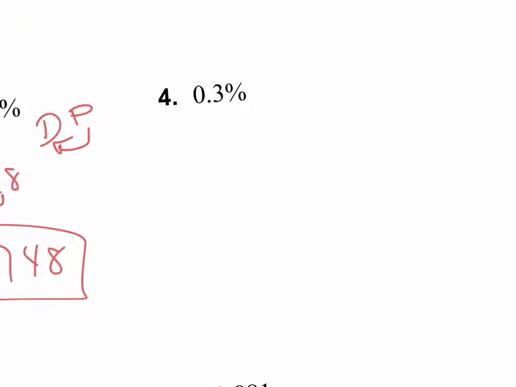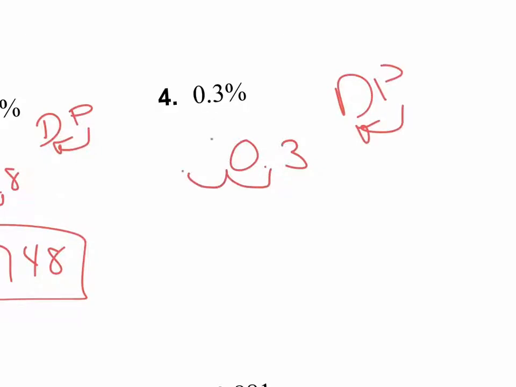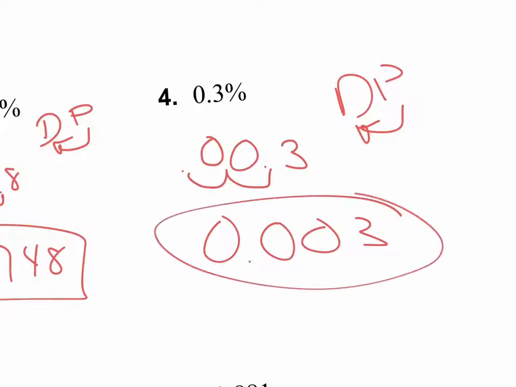Okay, keep on going. So here's percent again, so 0.3, Dr. Pepper, moving it this way, and we can move it over 1, 2, and if there's nothing there, you add a 0 in front, so this would be 0.003. That would be your answer.